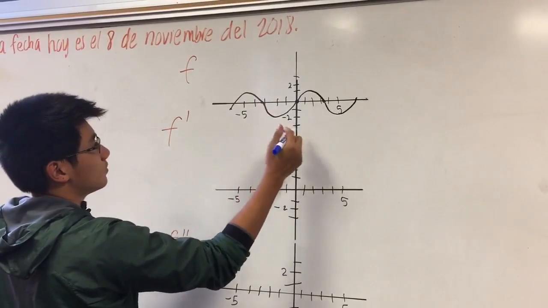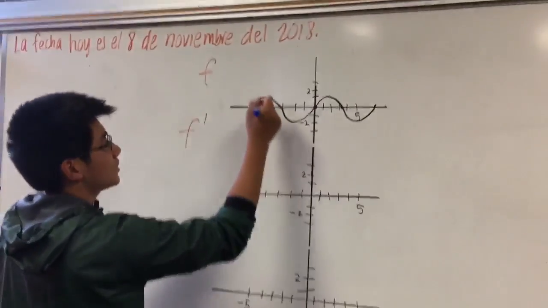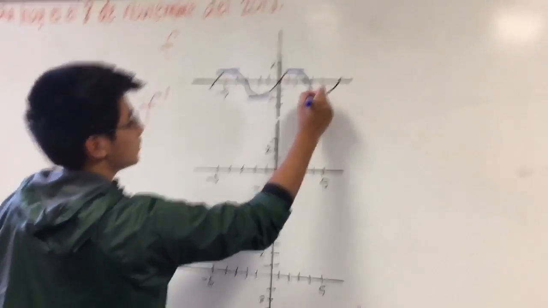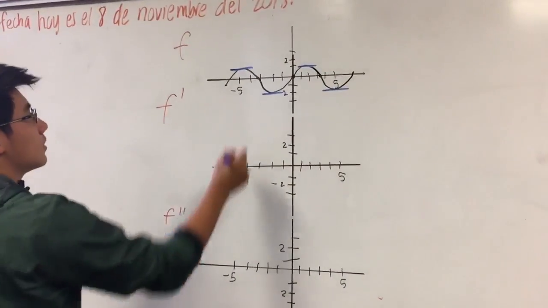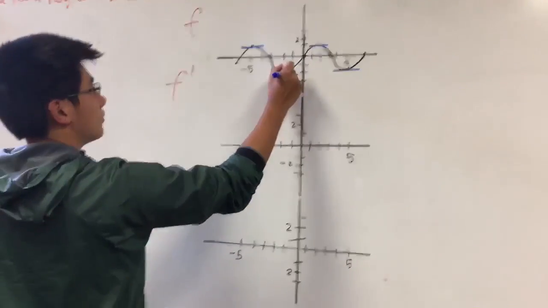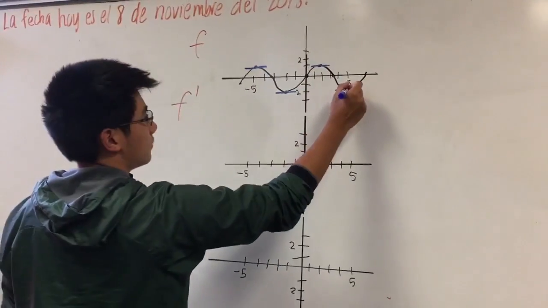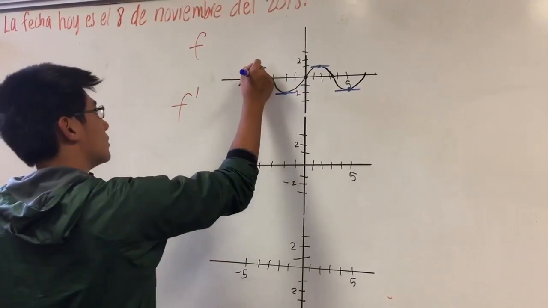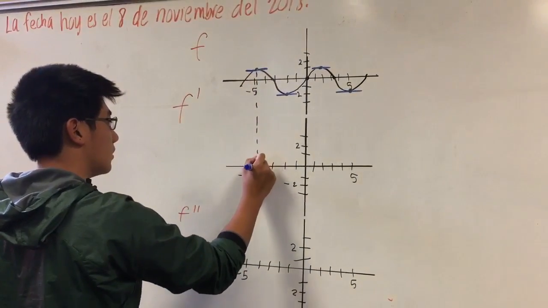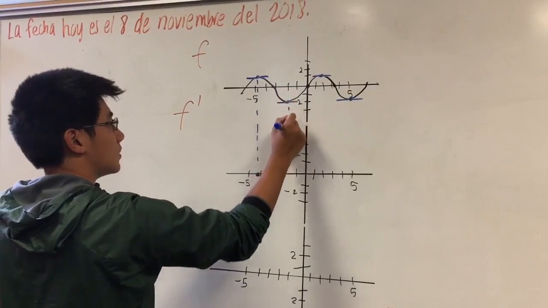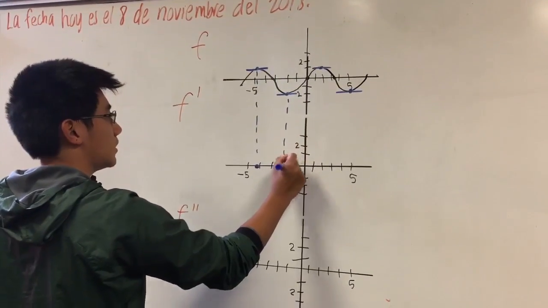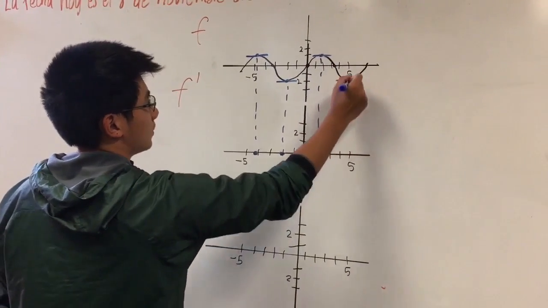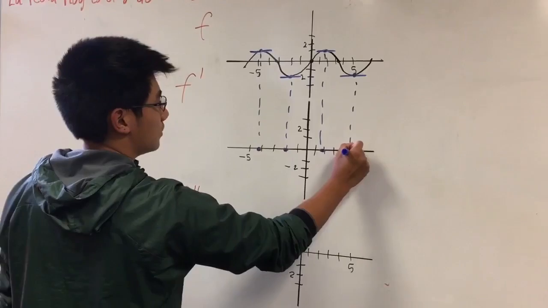As you can see, the tangent lines are here, here, here, and here. At these points the derivative will be equal to 0, or where the x-intercepts are. If we draw the dotted line down, we can see that its x-intercepts are right here at these points.